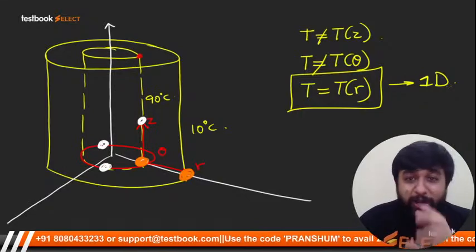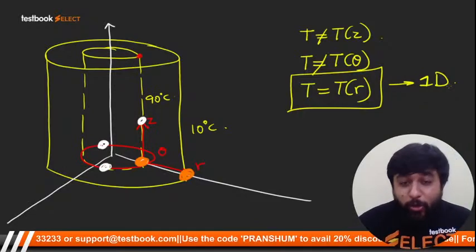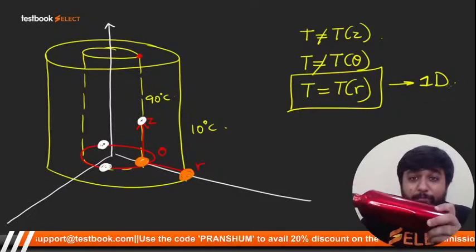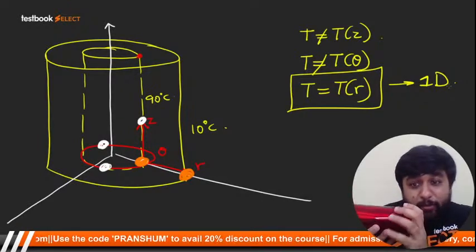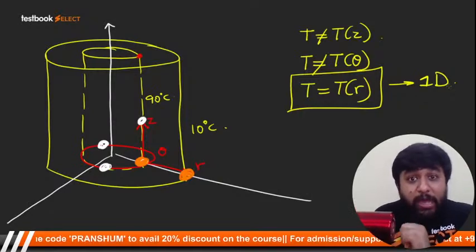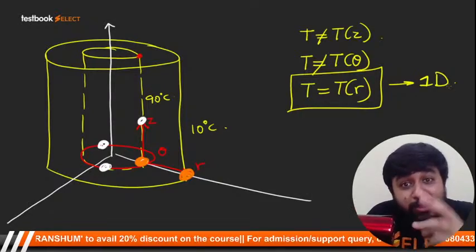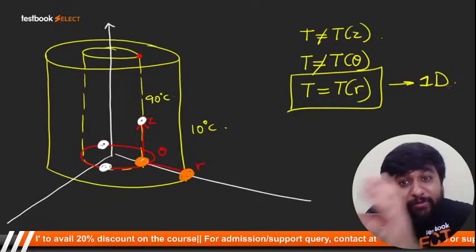Correct or not? So the same problem, if I describe it by the Cartesian coordinate system, will be a 2D function. So the number of variables will be 3: temperature, X and Y.